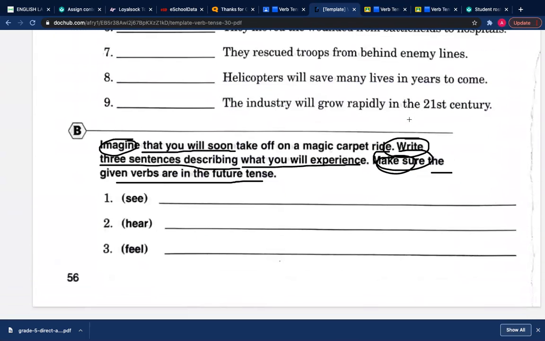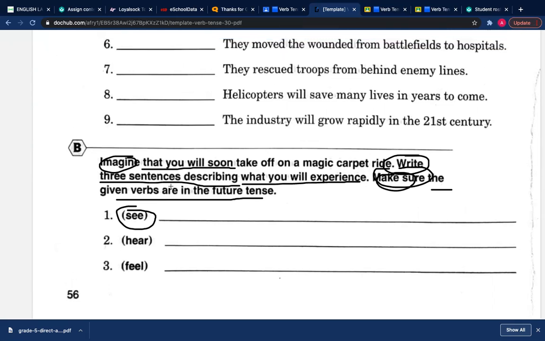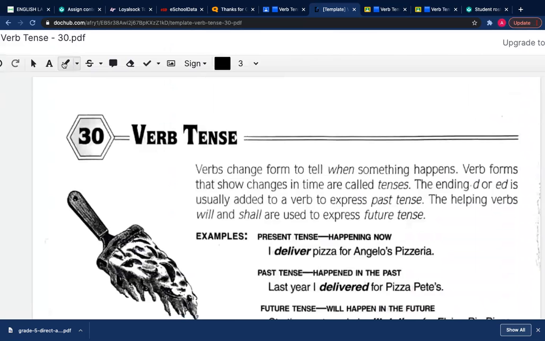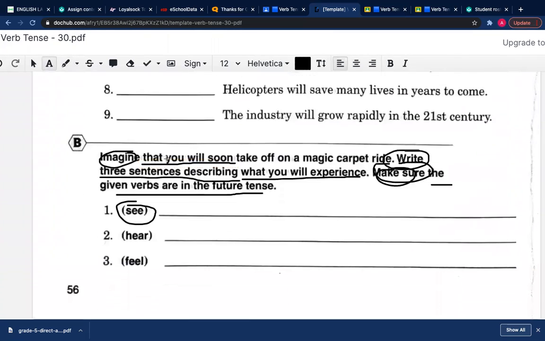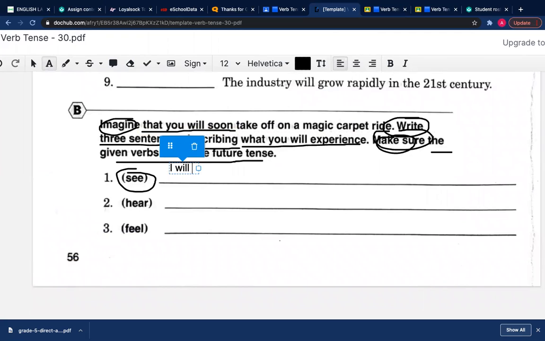So if something is happening in the future, I need to use the word will or shall. So if I'm using this verb to talk about what I'm going to see on my magic carpet ride that I'm going to take off on, I'm going to use I will see. For example, I will see shooting stars. Okay. Here is the next verb, you need to make sure that you use it in the future tense in your sentence. Same thing with feel.